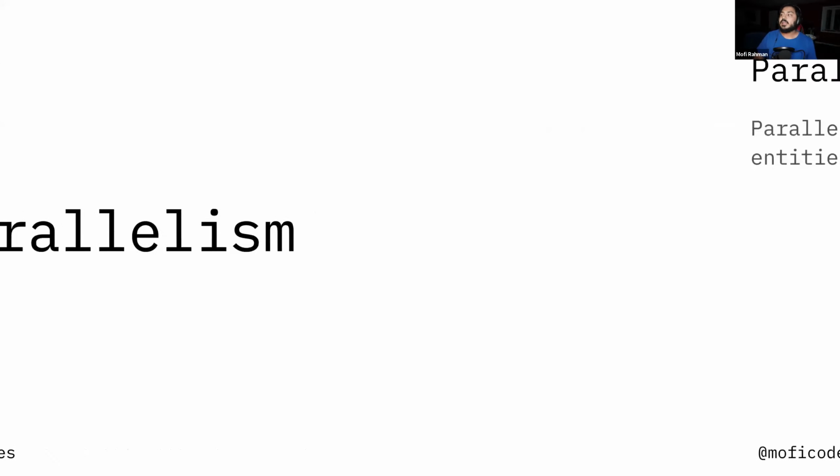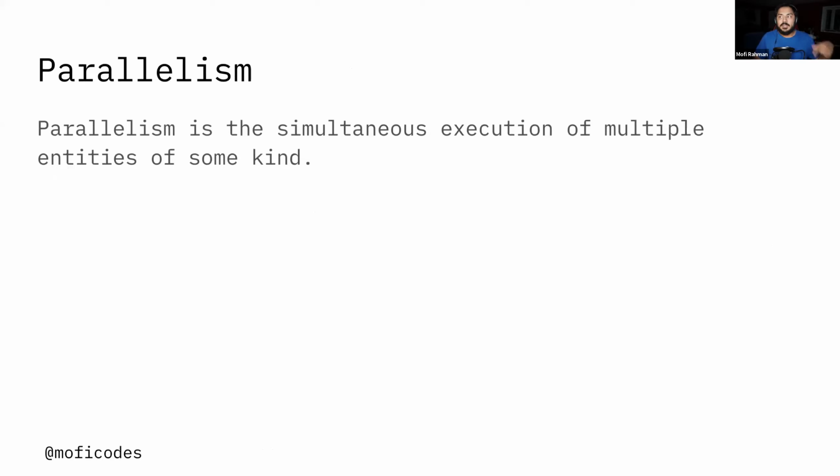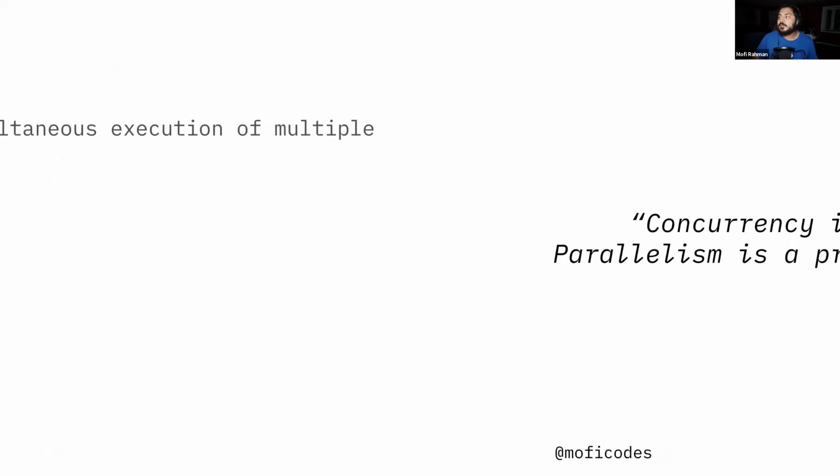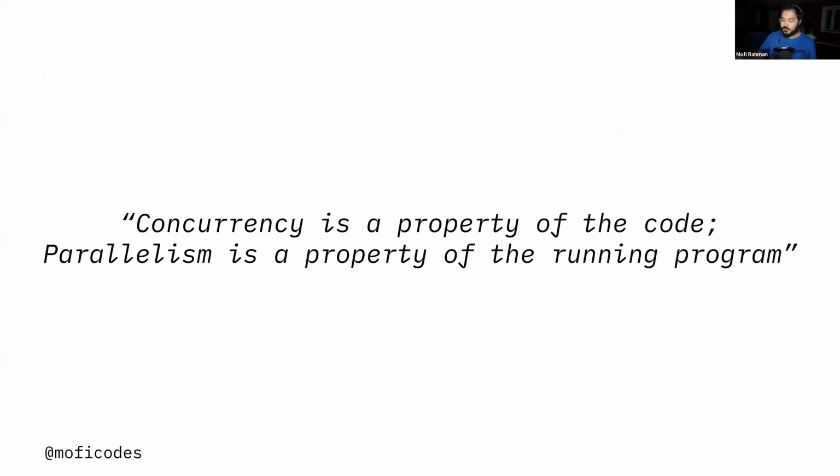Parallelism is the idea of simultaneous execution of multiple entities of some kind, and that entity in our case is code. In real life, let's say you and your friend are both stacking paper, so you're doing work in parallel together. Concurrency is a property of the code, so we write code that can be concurrent. Parallelism is a property of the running program.